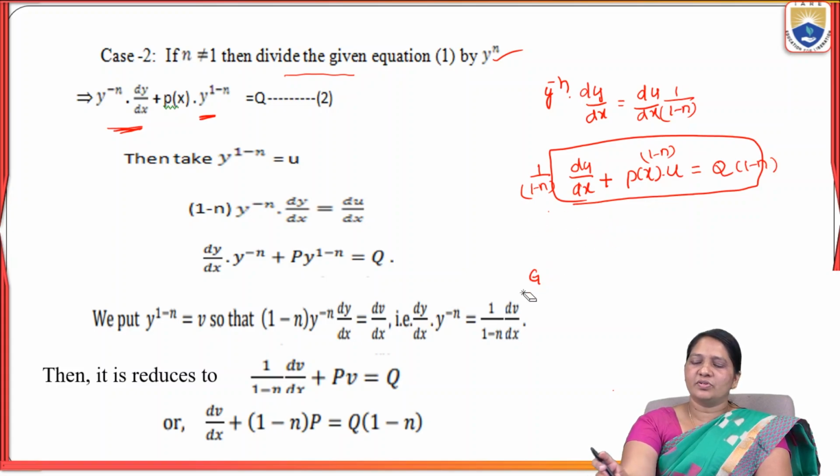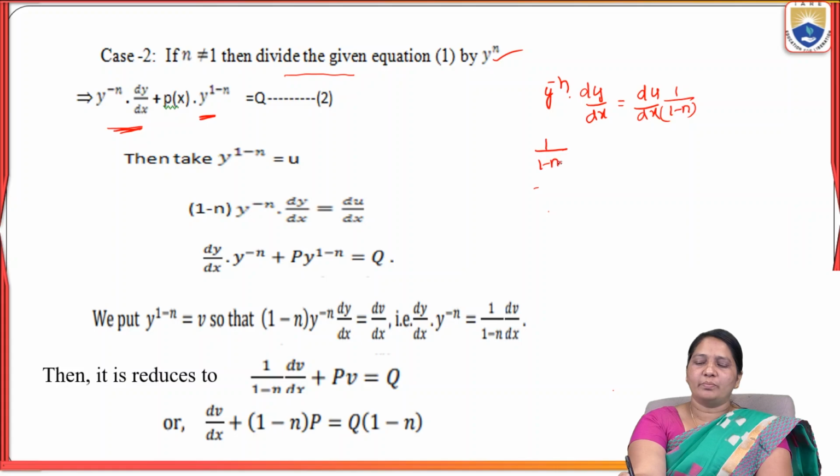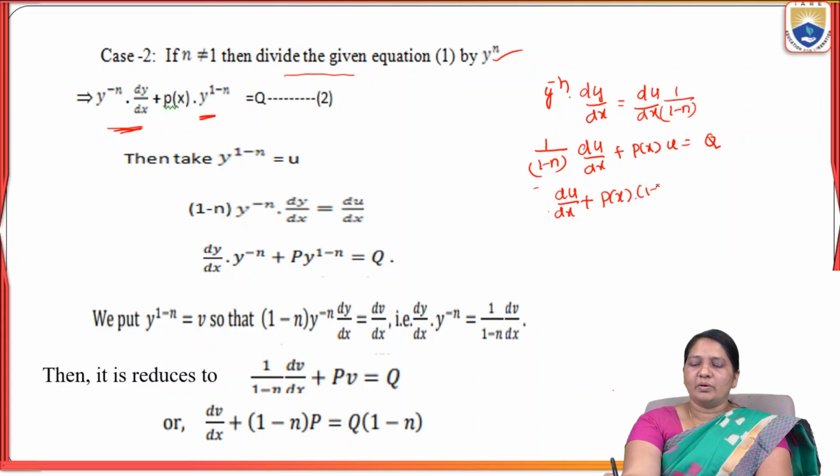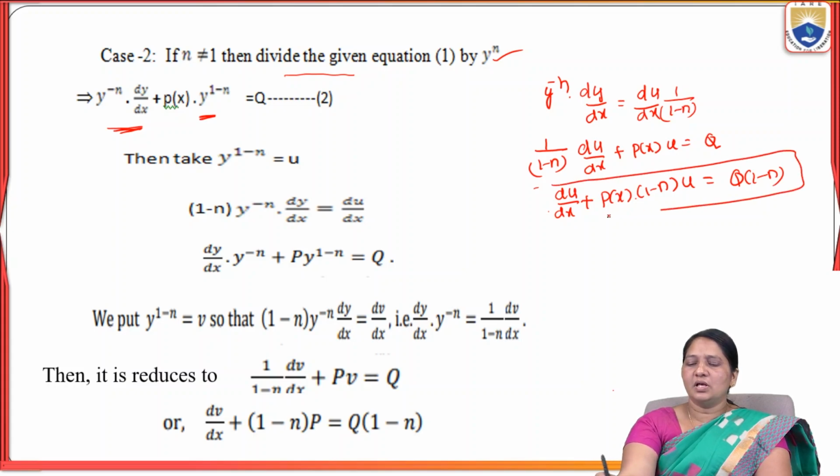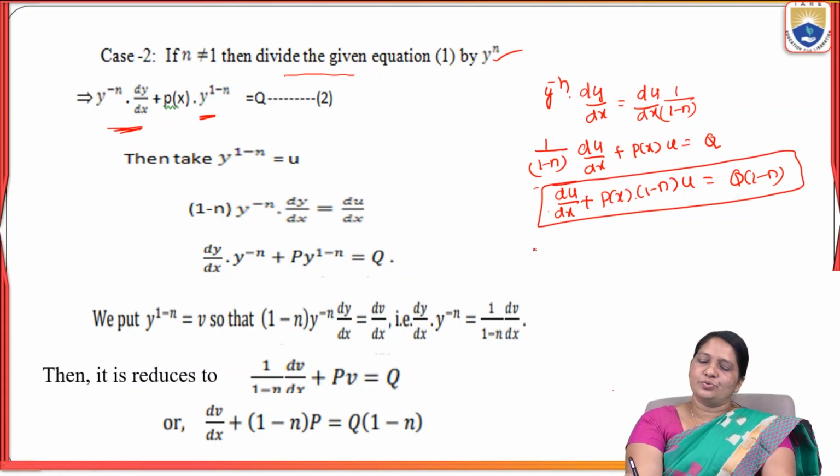So finally, what is this equation? 1 by 1 minus n into du by dx plus p of x into u equal to q. Now I am multiplying with 1 minus n. So du by dx plus p of x into 1 minus n into u equal to q into 1 minus n. Now this is the linear differential equation. So what is the integrating factor? Integrating factor is e power integral p into 1 minus n into dx. This is the integrating factor.